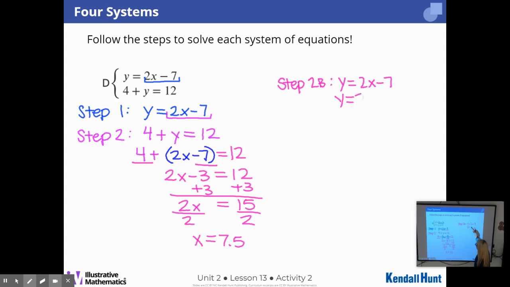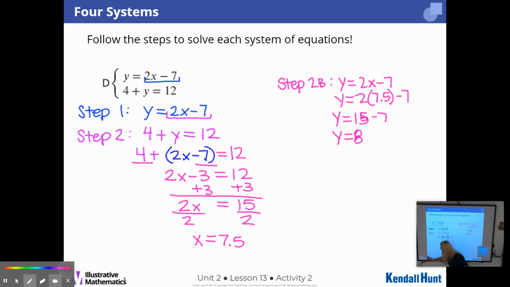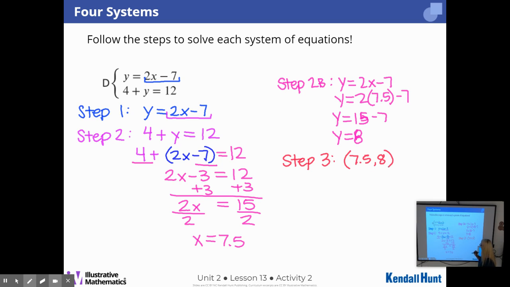So we'll have y equals 2 times 7.5 minus 7. All right, so 2 times 7.5 is 15, minus 7, and 15 minus 7 is 8. So we can get it that way, and we get our answer. Step 3. We have 7.5, 8 for this answer. All right, so that's the first way you could have done it.